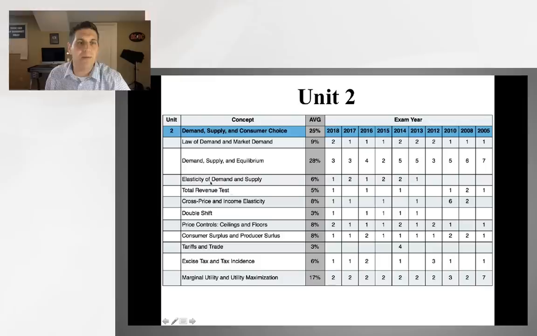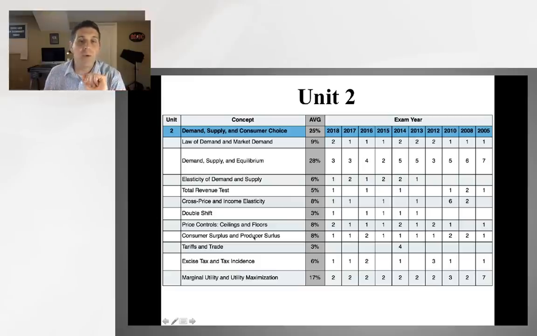So these three concepts right here: elasticity of demand and supply, the total revenue test, cross-price and income elasticity. These are all part of elasticity, which I did not cover in the last session, but I'll cover today. You're going to see ceilings and floors. Be careful with ceilings and floors. Remember, floors go the opposite of what you expect, right? Floors go above to be binding and ceilings go below.